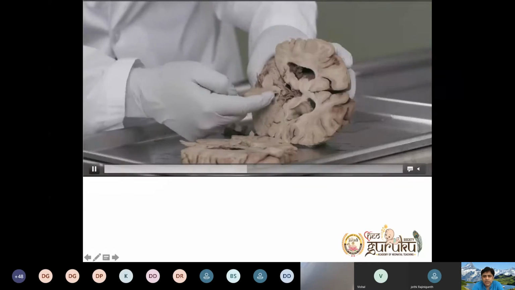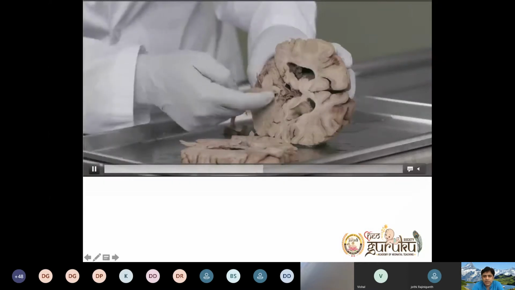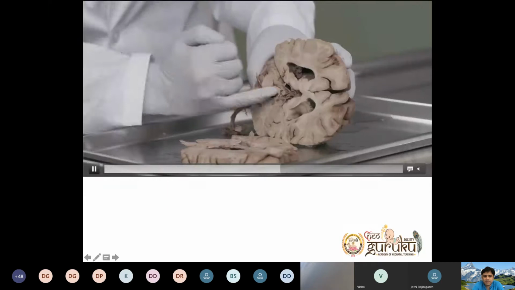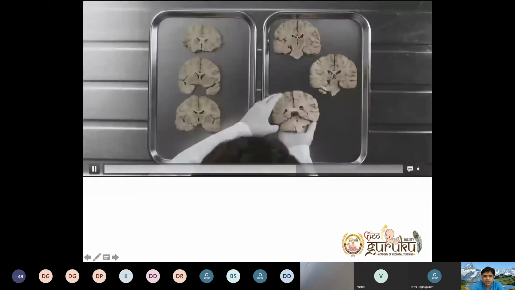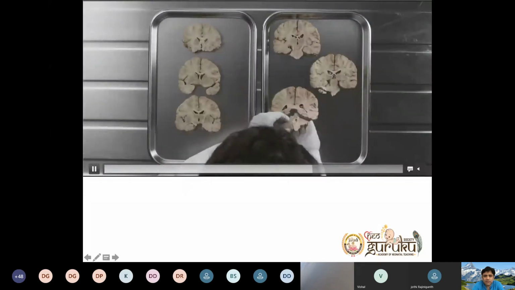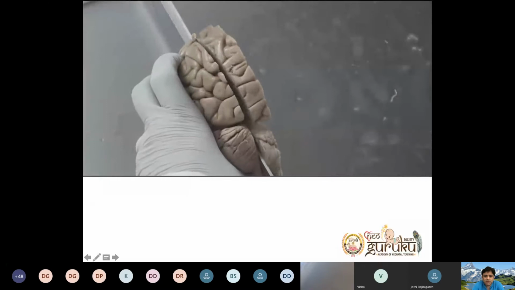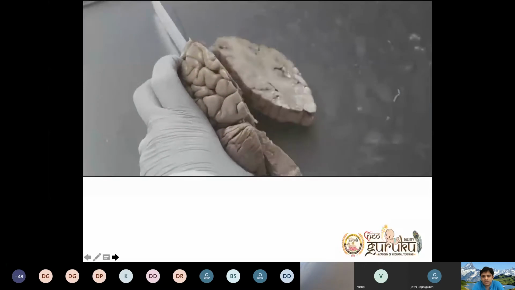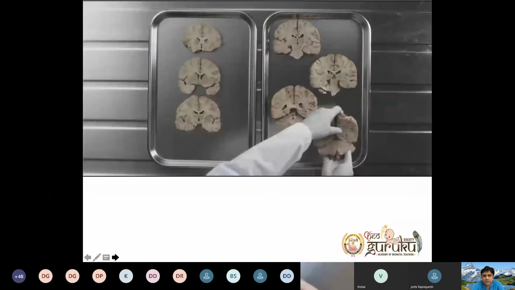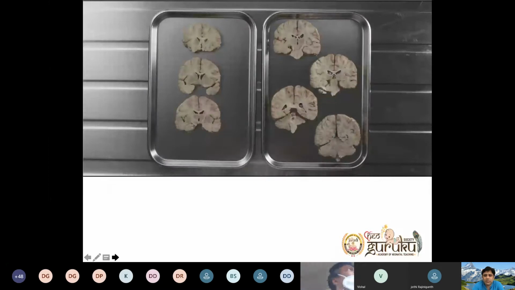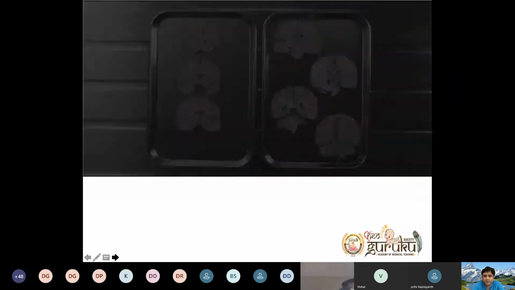That is your aqueduct of Sylvius connecting to the fourth ventricle. This one, the arrow which I am showing. So now we did this section of it. This is the posterior-most part of the coronal section of the brain which we are taking, where you have your parietal lobe, occipital lobe and cerebellum.